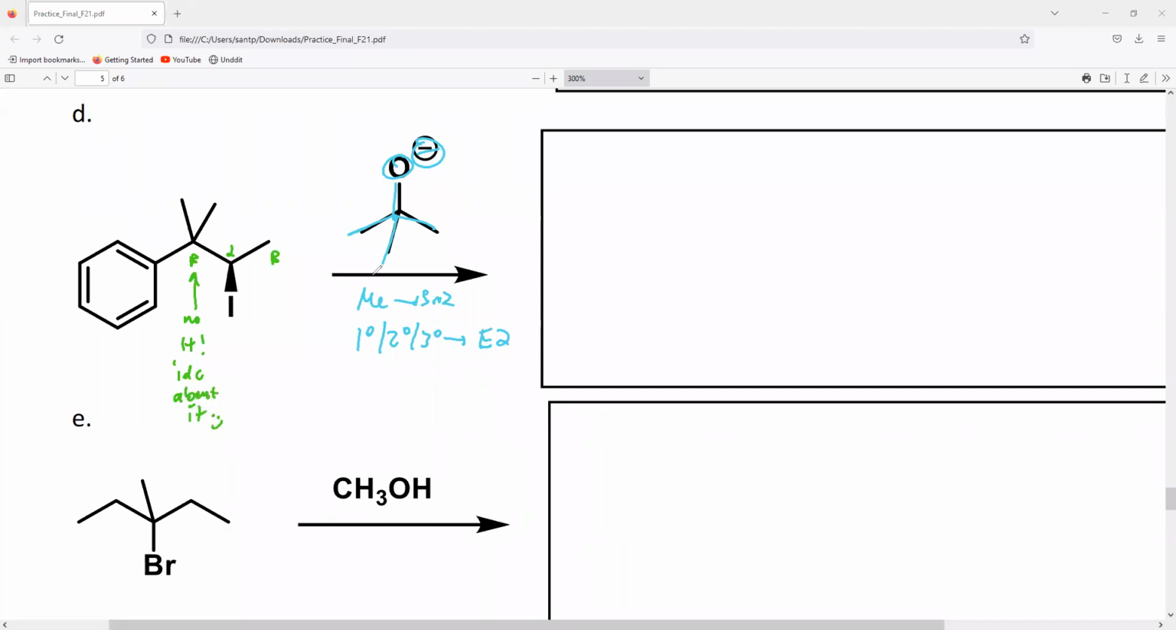Okay, I don't care about it. So I only have to worry about that one. So I just got to make the same structure, but between this alpha beta, just make a double bond.